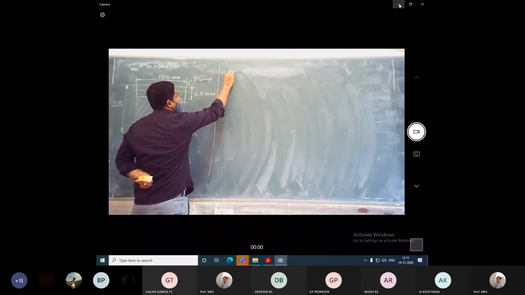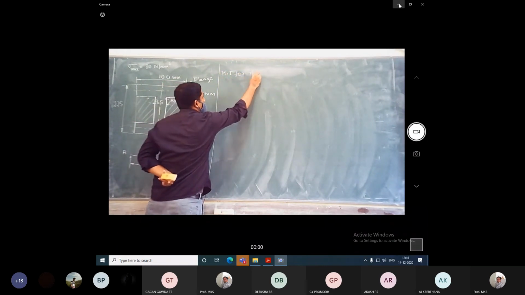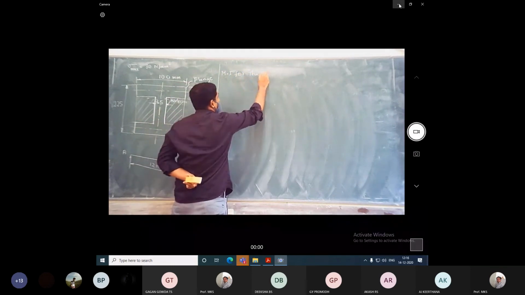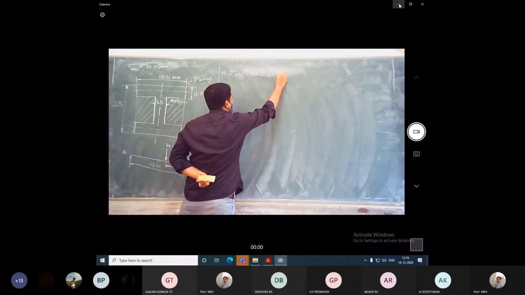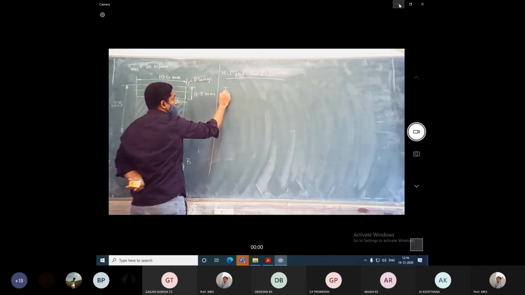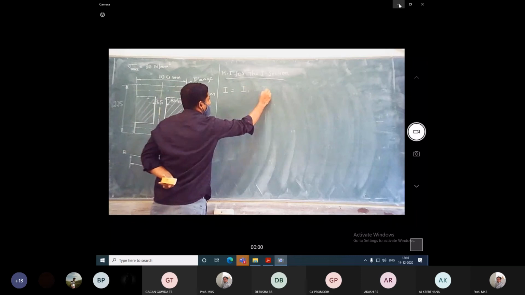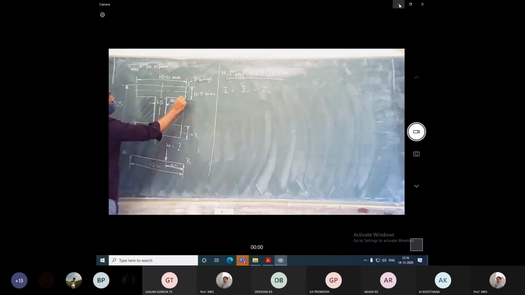That is the moment of inertia for the I section. This is for a symmetrical I section. So I is equal to I1 minus I2. Consider this only for your reference, so you need not write this. This is portion 2, and this is portion 1.